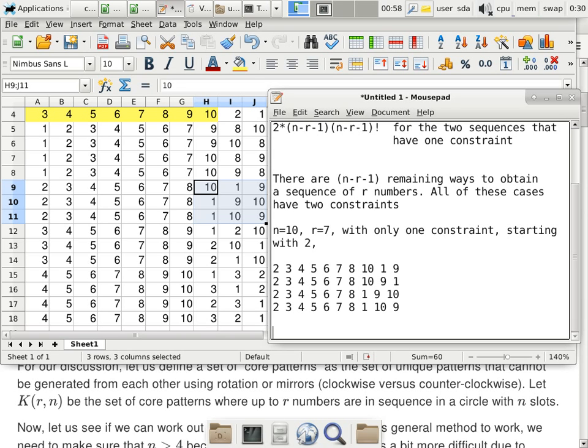Yep. Your mouse pad differs from your Excel spreadsheet. There's one more. There is one more. Yeah. There's one more because I focus on only 1 constraint.